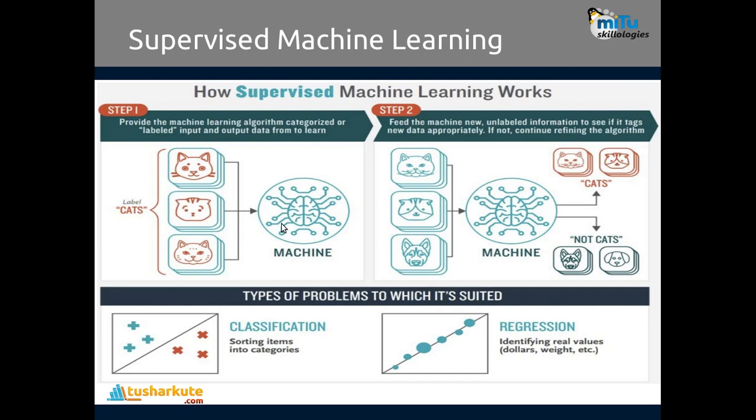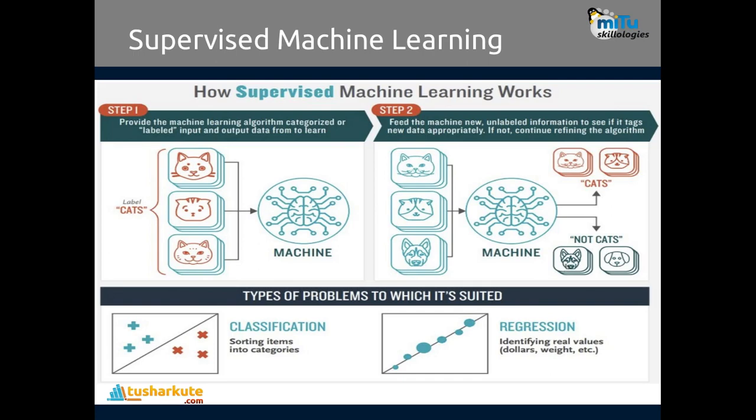Yes, once it has learned from the cat, then we'll give a new input. Okay, new input will be there. So whether this is a cat, whether this is a cat, whether this is a cat, you can see this is classified as a cat, this is classified as a cat, and this is classified as a non-cat. Getting? So this is how supervised learning will work.